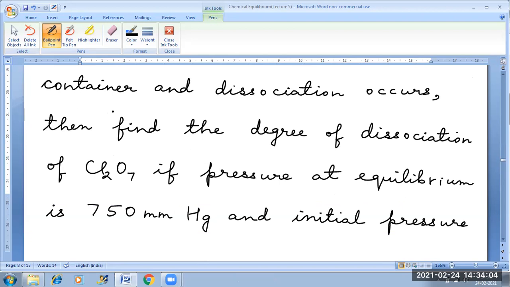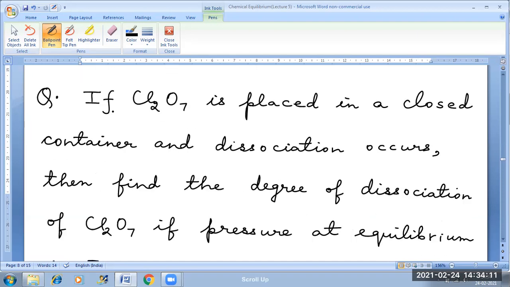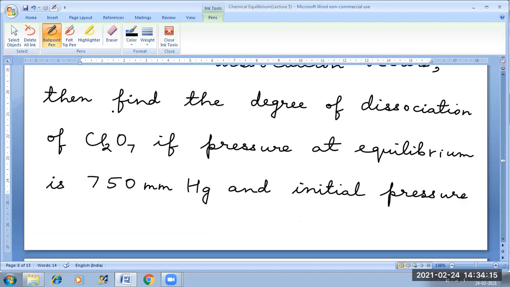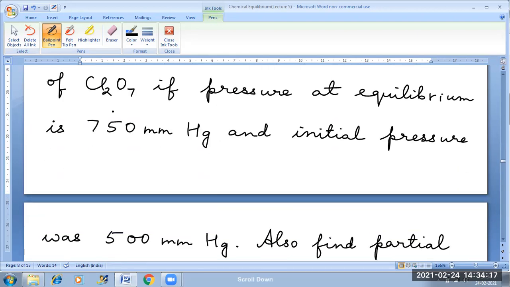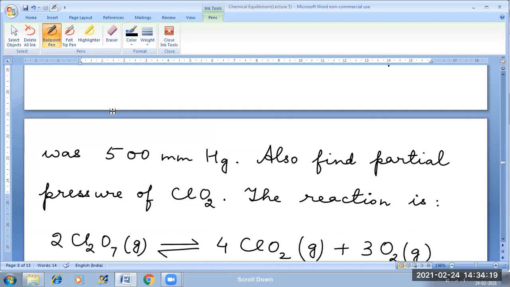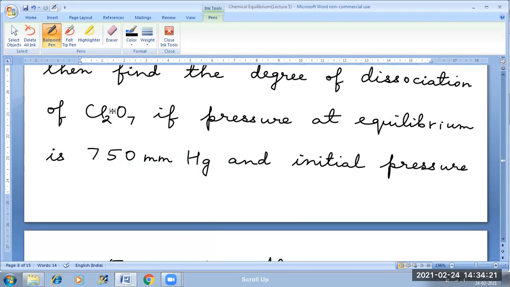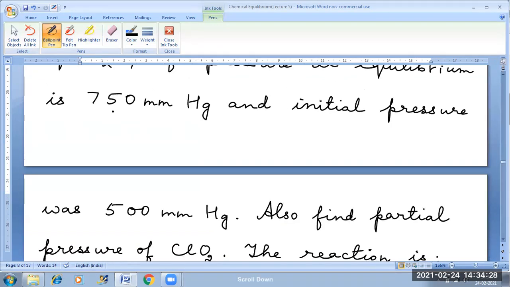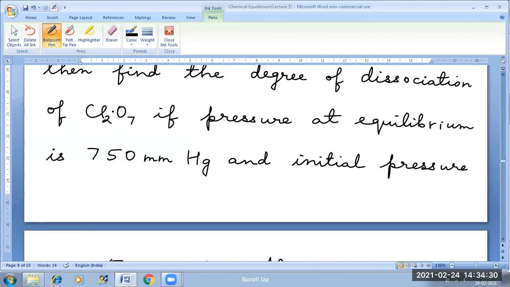Now, initial pressure is mentioned, final pressure is mentioned. What is the initial pressure? Initial pressure is 500 mmHg. That means that will be the pressure only when the reactant was present. At equilibrium, the pressure is 750 millimeter mercury.